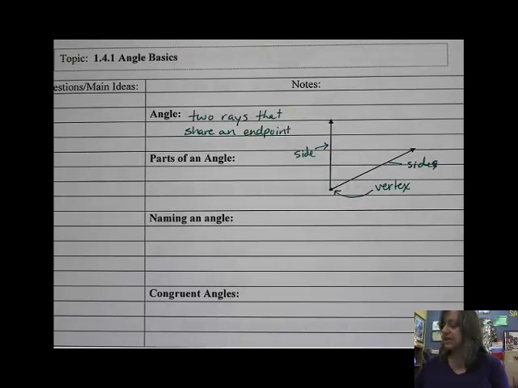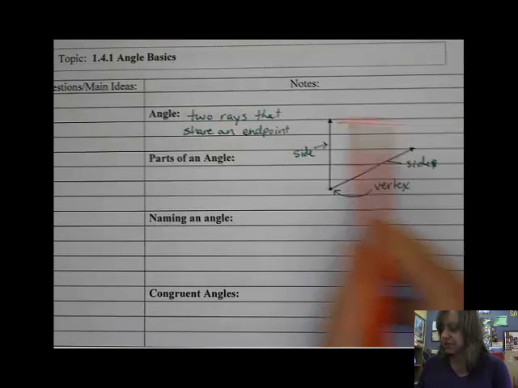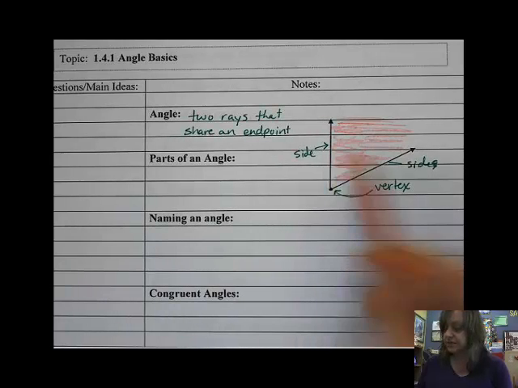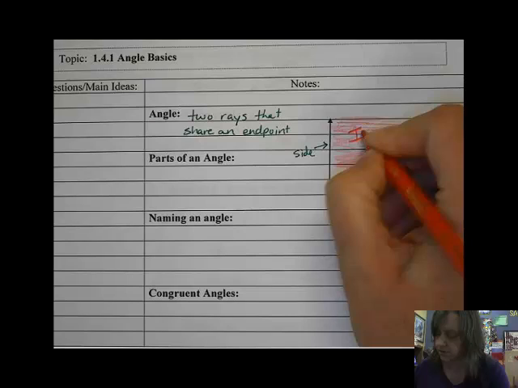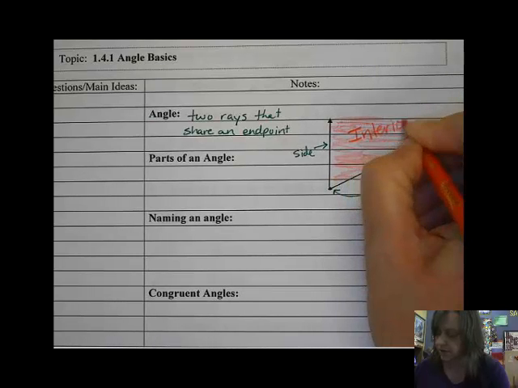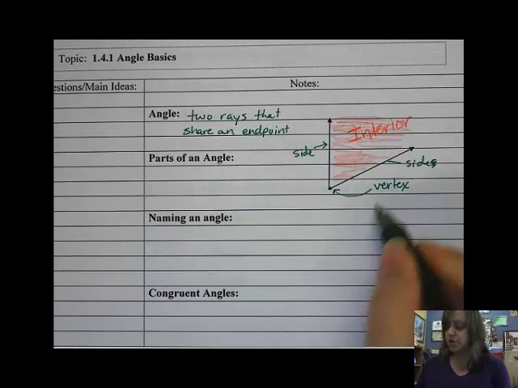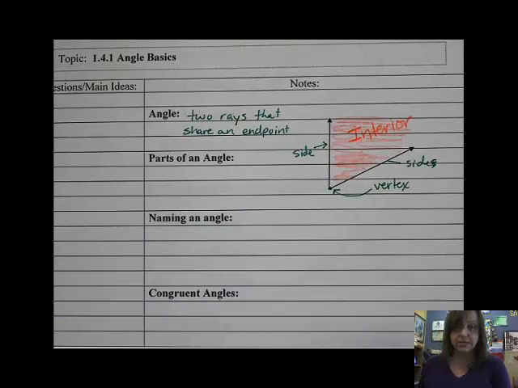And then there's sections from the angle. And you might want to grab a colored pencil, but all of the region in between those two rays would be what we call the interior of the angle. So any point that we would find in here would lie in the interior, and then this outer portion out here, that would be called the exterior of the angle.